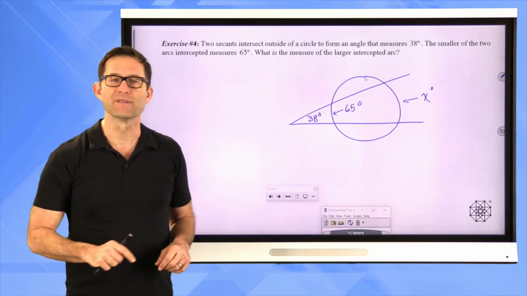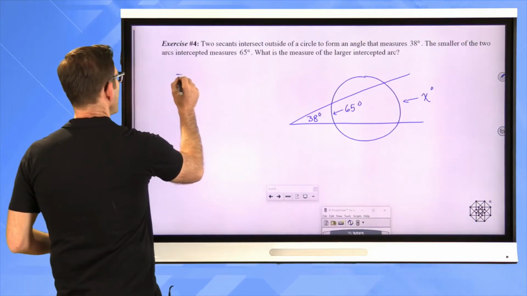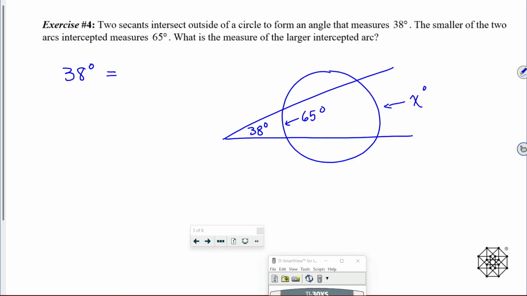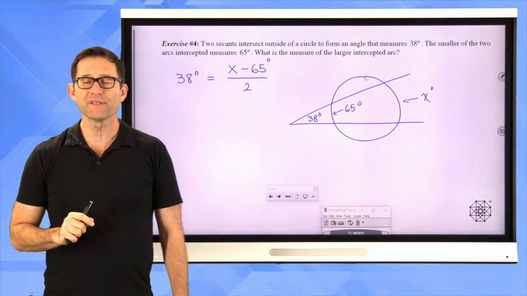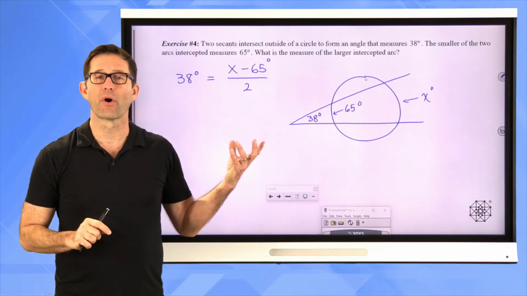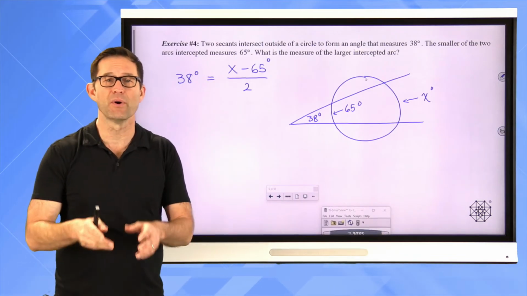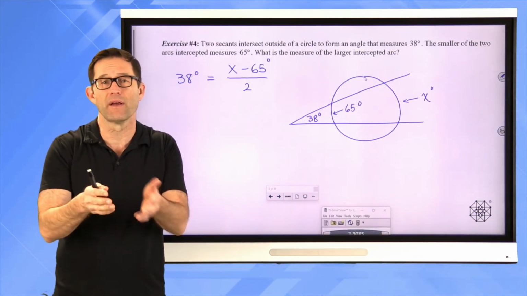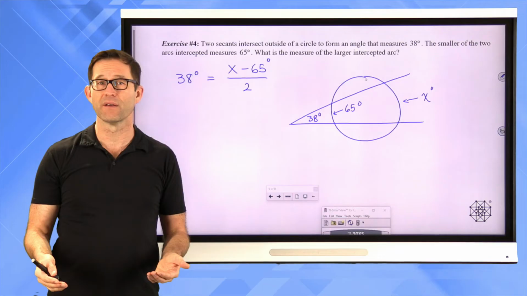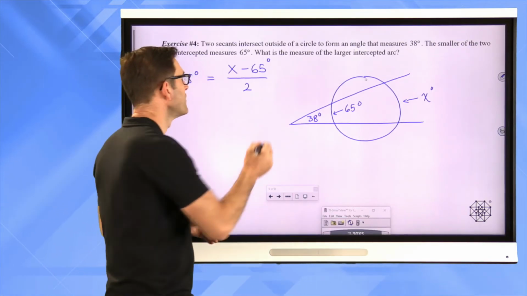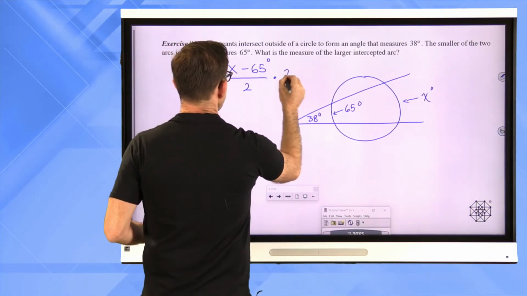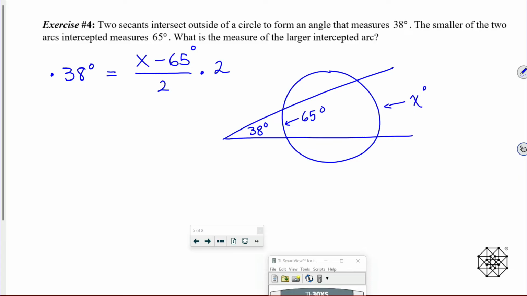Now the theorem says, of course, that that exterior angle, that 38-degree angle, is going to be equal to the measure of the larger arc, X, minus the measure of the smaller arc, which is 65 degrees, all divided by 2. So in this case, we have to solve this problem by solving an equation as opposed to just plugging numbers into the formula and cranking through what the formula tells us to do. But it's still relatively easy, and we've certainly played this game before when we were working with those chord problems.